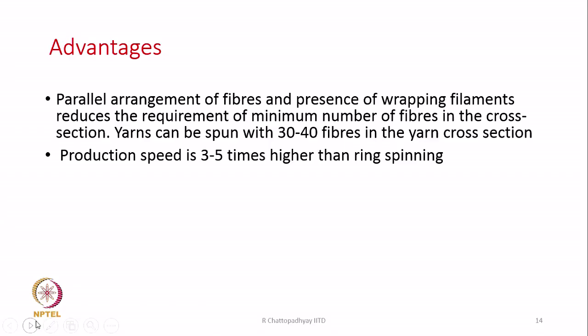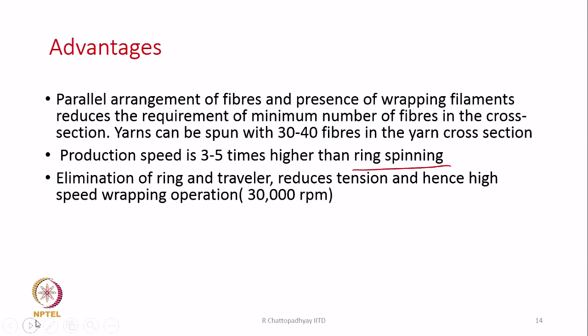Second, production speed is 3 to 5 times higher than ring spinning. Productivity is high. Third thing is elimination of ring and traveler reduces the tension and hence high speed of wrapping operation. We go up to 30,000, sometimes we can go up to even 35,000 also. It can vary between 25,000 to 35,000.